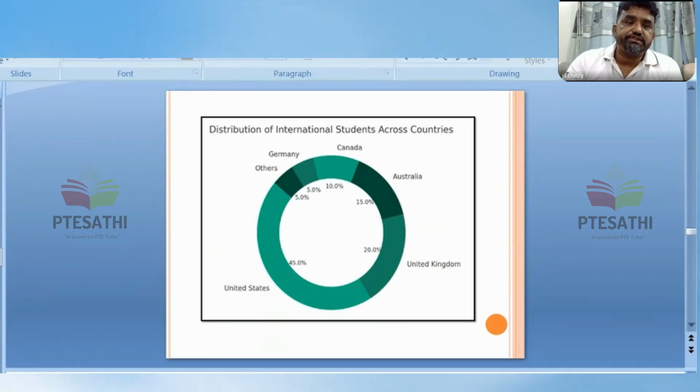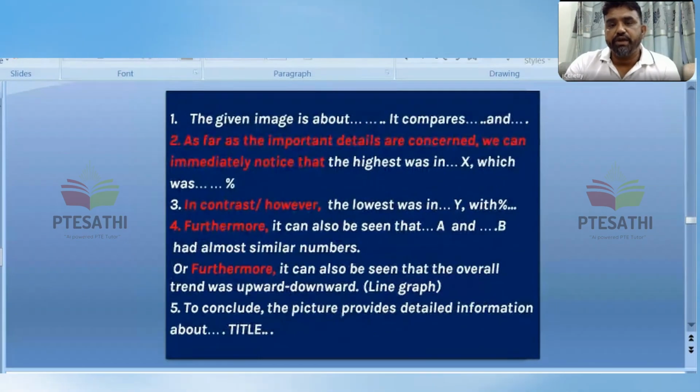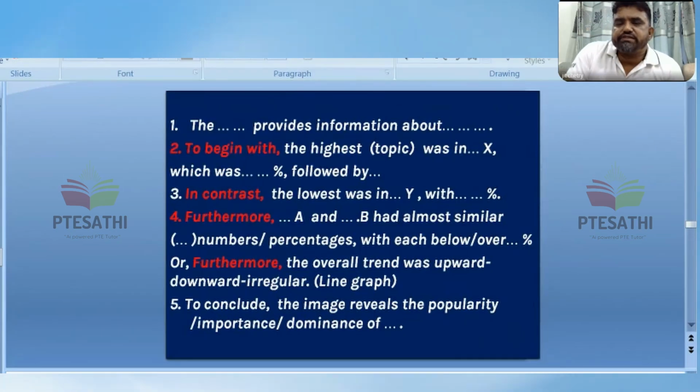Now, when I give you these structures, I never mean it's my way or highway, or this is the end of the world. You can tweak the structure as per your convenience. Likewise, here you can tweak. For example, if you feel less comfortable saying this word, to conclude, you can say in conclusion, or you can say overall. If you don't feel comfortable saying this word, reveals, you can say the image shows, or you can say indicates. The image indicates. So tweaking is absolutely fine.